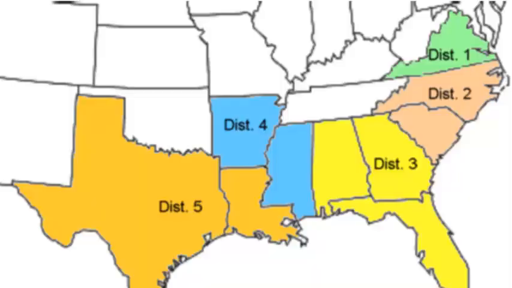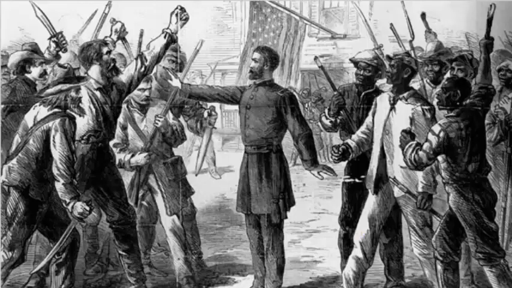Now, what this did was it split the South up into five military districts. So the military was in charge of the South, and the military would remain there until each of those states would ratify the 14th Amendment. Additionally, Confederate leaders could not vote until their states ratified the 14th Amendment. And on the flip side, the freedmen were able to vote as a result of the Reconstruction Act of 1867.